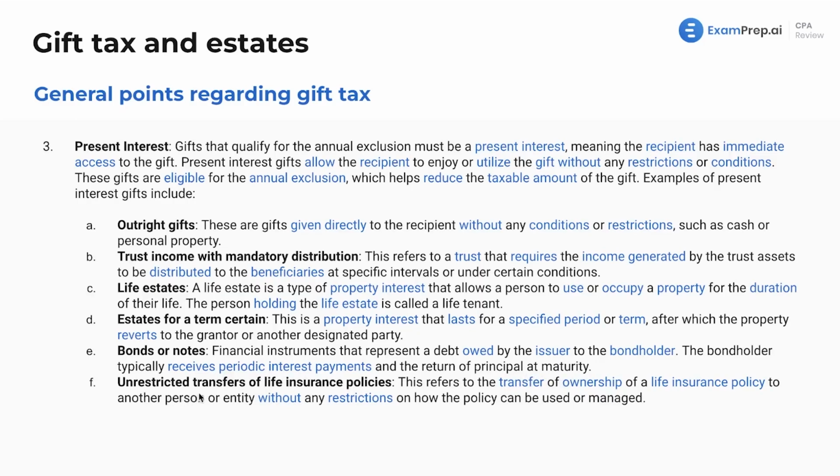And lastly here, unrestricted transfers of life insurance policies. This refers to the transfer of ownership of a life insurance policy to another person or entity without any restrictions on how the policy can be used or managed. So like I said on the prior slide, you might see a lot of multiple choice coming from that. Here, I would definitely just know this and be familiar with it, but it's not going to be as direct.